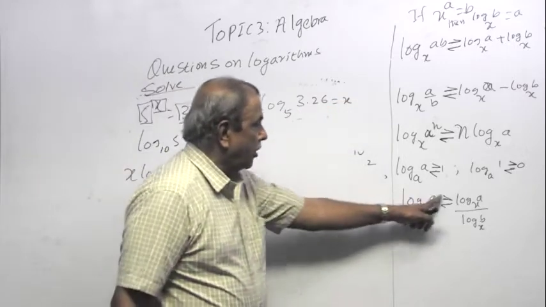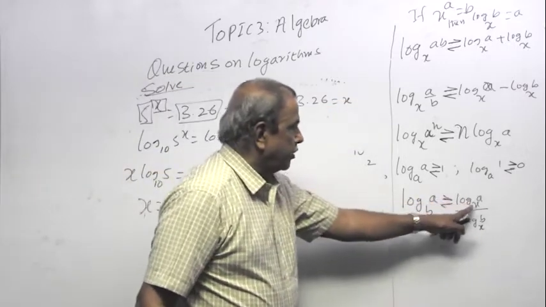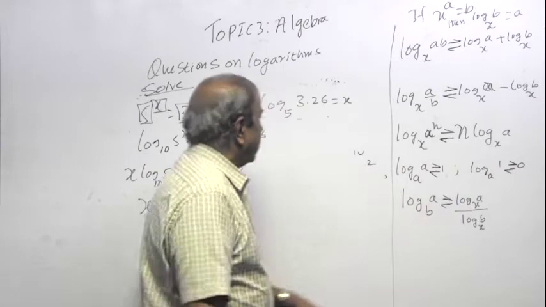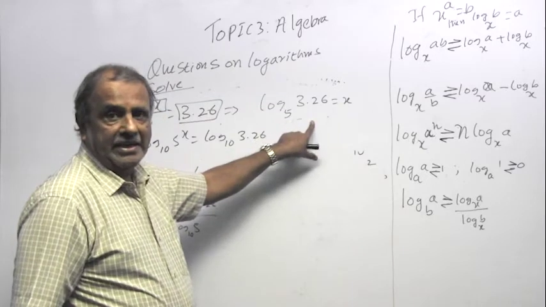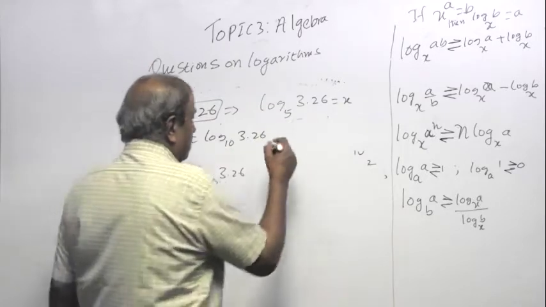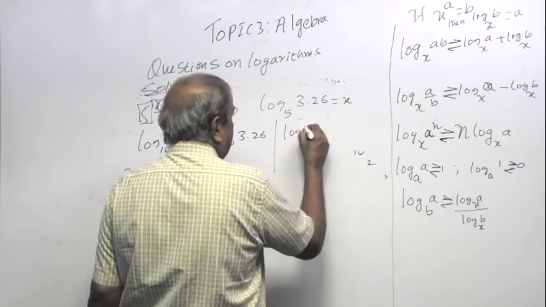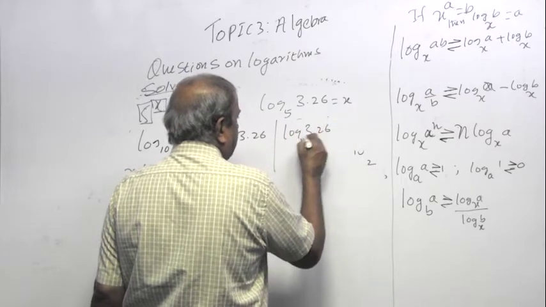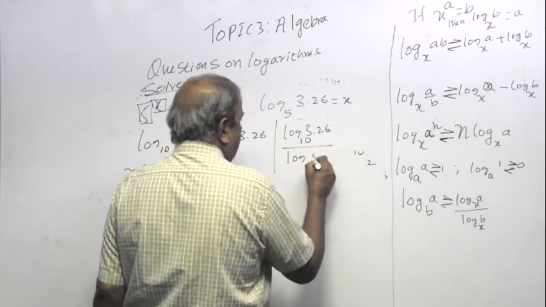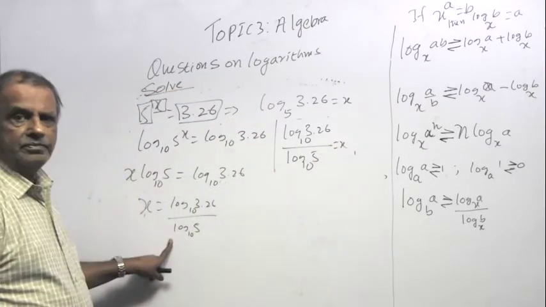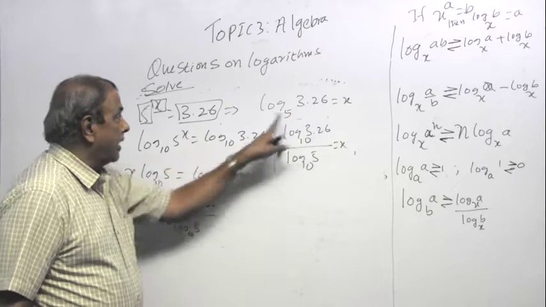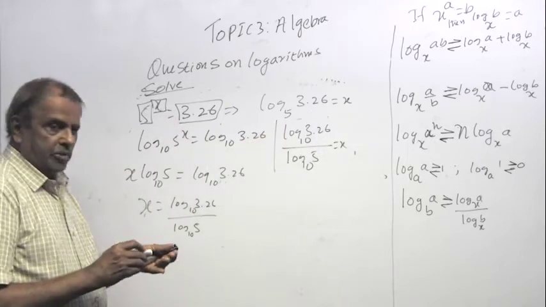Change of base: log a to base b is log a to base x over log b to base x. Or these days your calculators can do it directly, but if you can't, no problem. So I can write this as log of 3.26 to base 10 over log of 5 to base 10 equals x. That's exactly what I got here. So either you can do it that way or you can solve it this way.